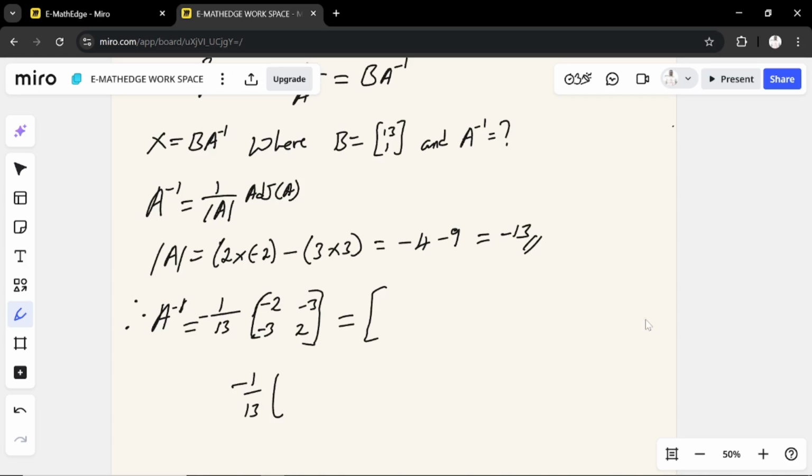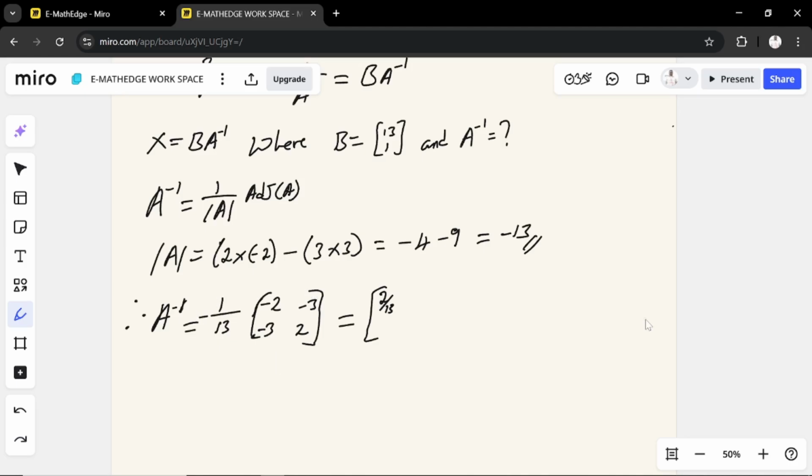Using that scalar value to multiply each element, we have the scalar value -1 all over 13 multiplying the first element in the first row, first column, which is -2. We can take it to be -2 all over 1, such that this negative sign multiplying a negative sign is going to be positive, right? So since it's positive, we don't have to write it. 1 multiplying 2 is going to be 2, all over 13 multiplying 1, which is 13. So the element in the first row, first column of this matrix is going to be 2 all over 13.